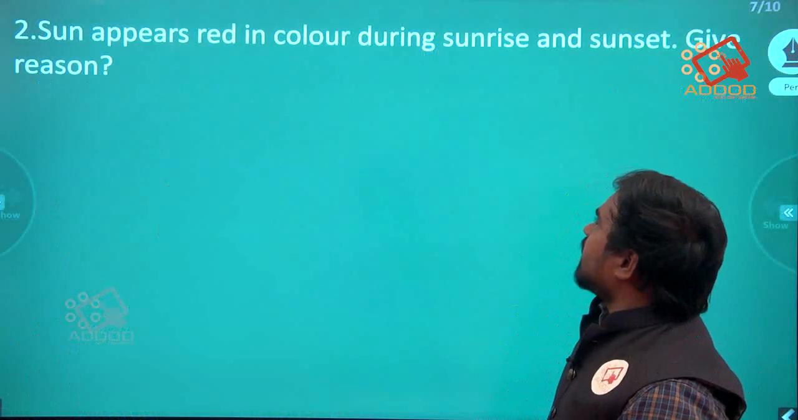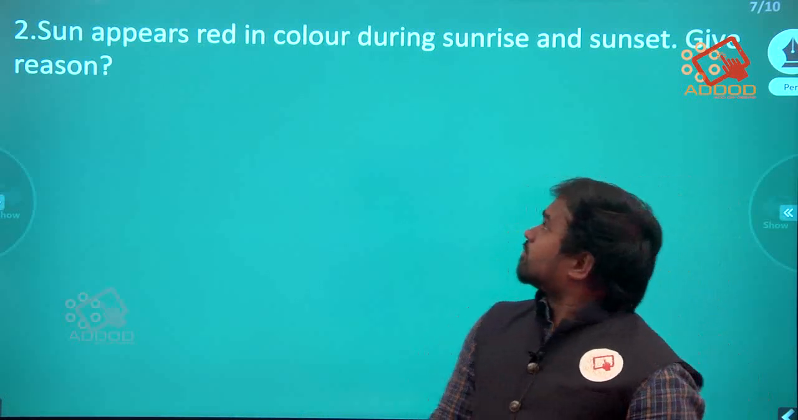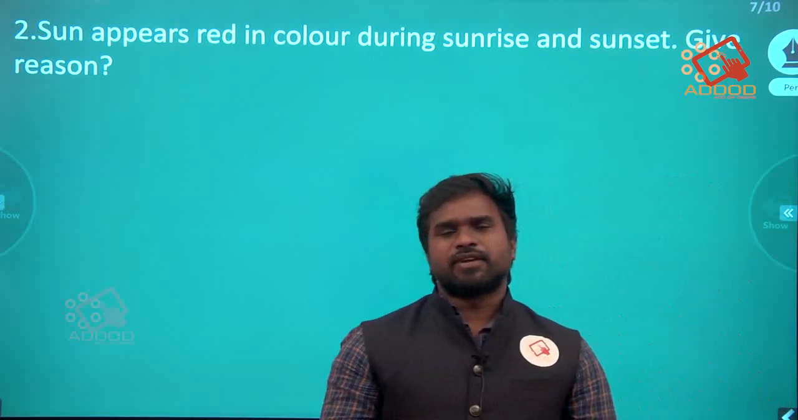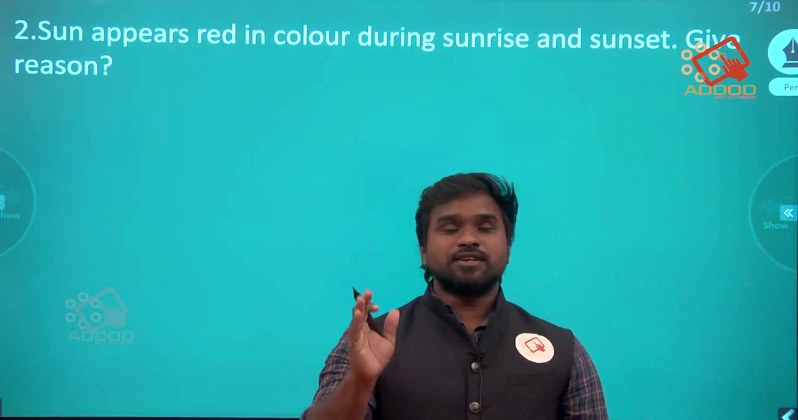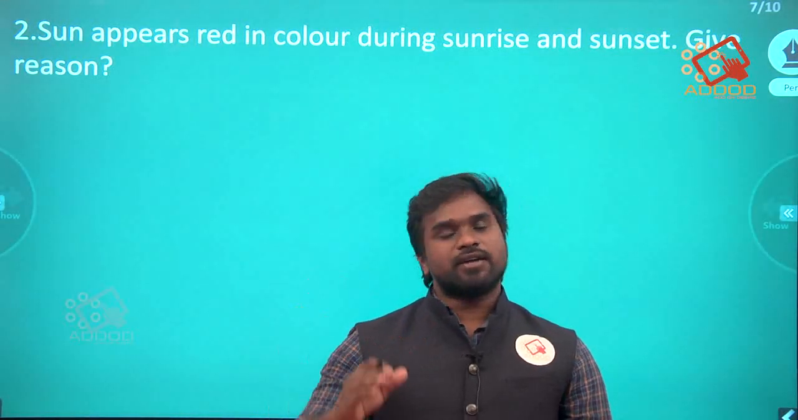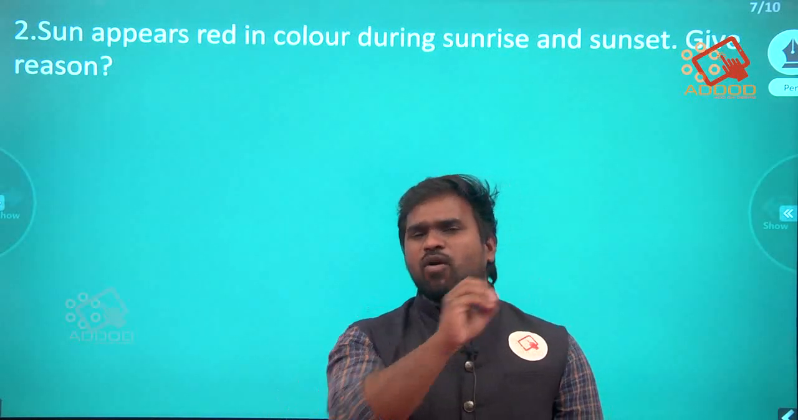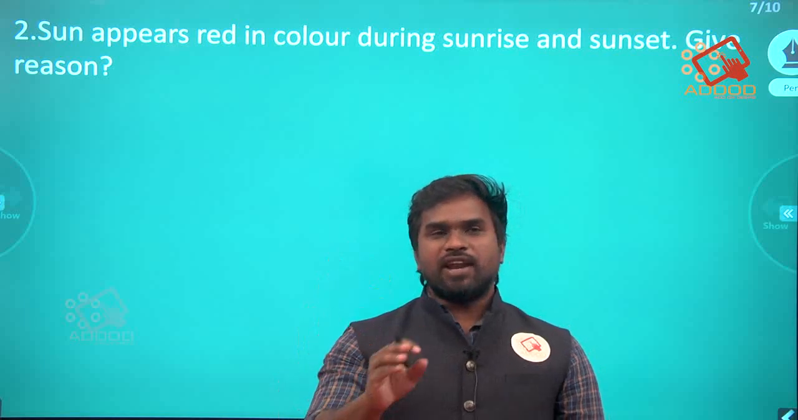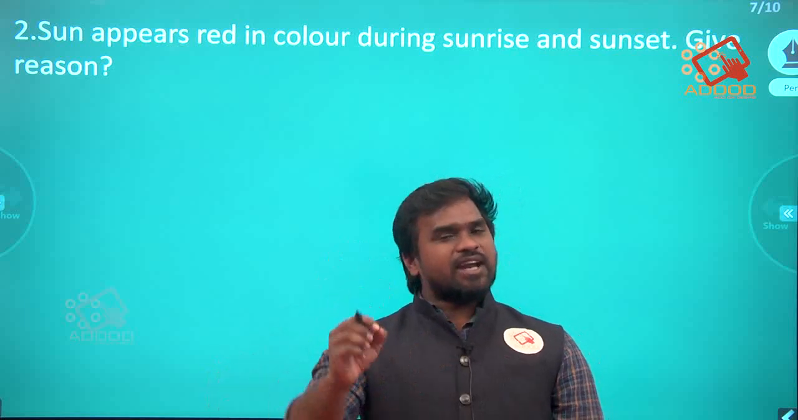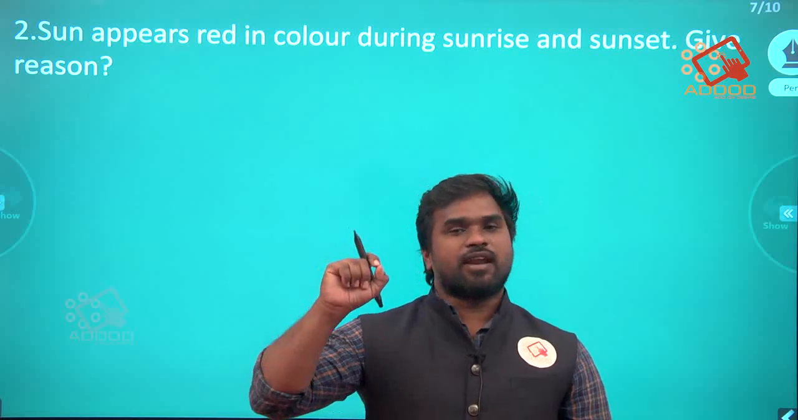Sun appears red in color during sunrise and sunset. Give reason. In sunrise and sunset time, the sun appears red. What is the reason? Because the distance between the sun and earth is more compared to the noon time. That's why the light travels more distance compared to the noon time. When light travels more distance, the red color does not scatter in the atmosphere. It directly reaches our eye. That's why at sunset and sunrise time the sky appears red.